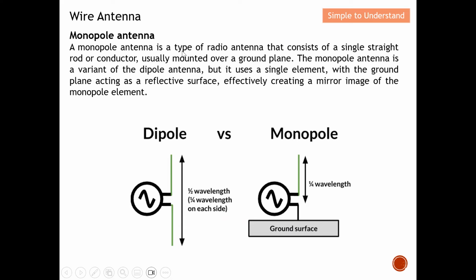A monopole antenna is like a dipole antenna. It will have a straight conductor, which is here, and typically it's mounted over a ground plane, so the other side is grounded on the ground plane. The monopole antenna is a variant of the dipole antenna, but it uses a single element, with the ground plane acting as a reflective surface, effectively creating a mirror image of the monopole element. So this is about the monopole antenna.